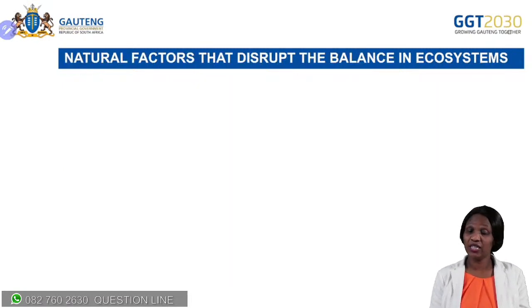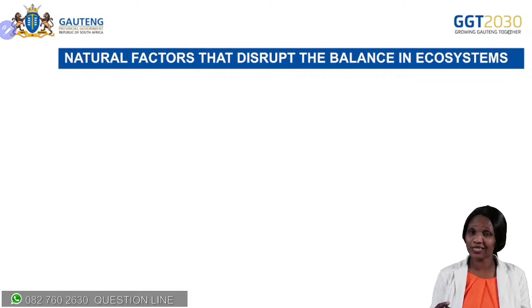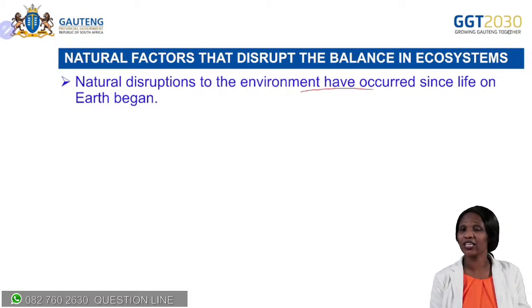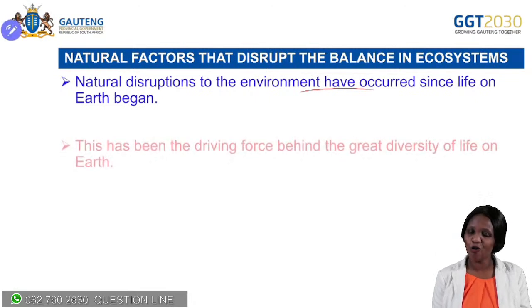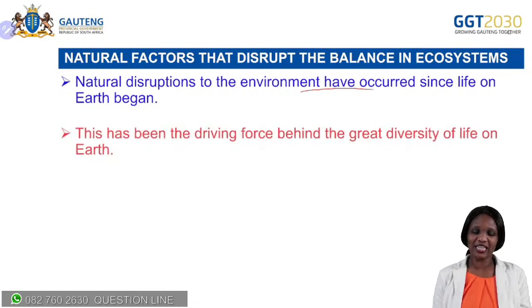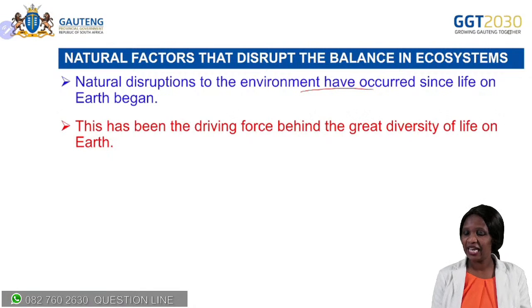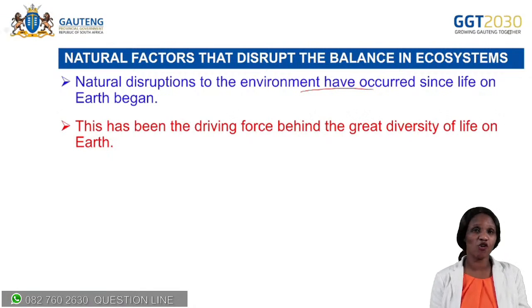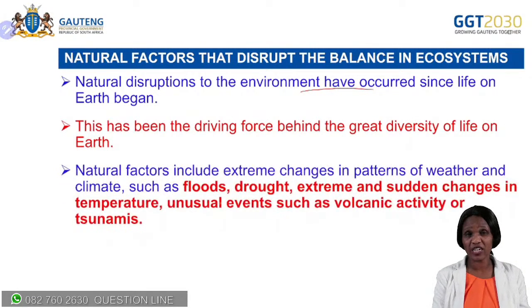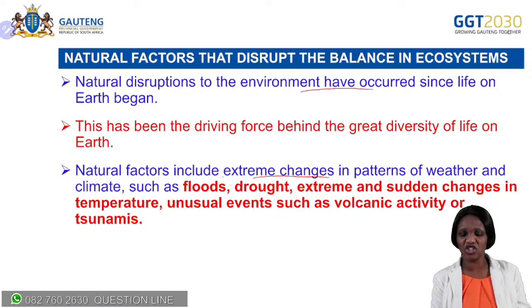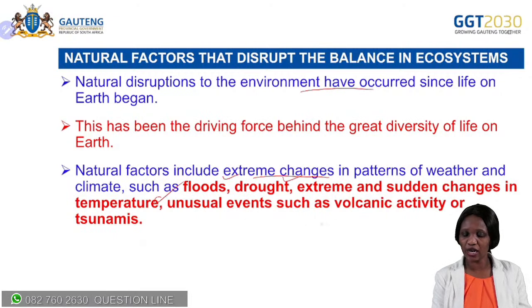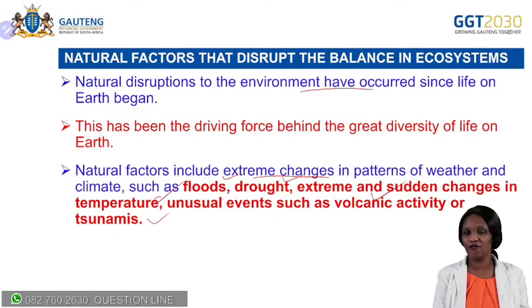So let's be very careful. Natural disruptions to the environment have occurred since life on Earth began. This has been the driving force behind the great diversity of life on Earth. Natural factors include extreme changes in patterns of weather and climate, such as what? Such as floods, such as droughts, extreme and sudden changes in temperature, unusual events such as volcanic activity and even tsunamis.